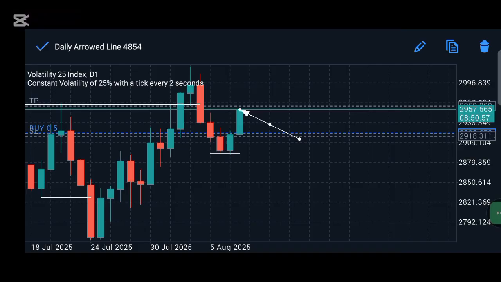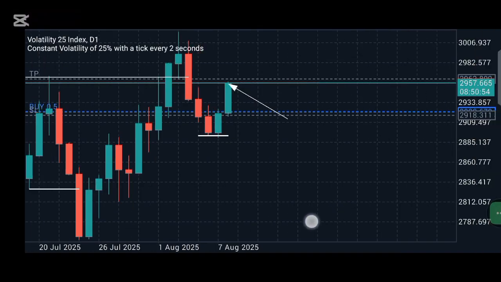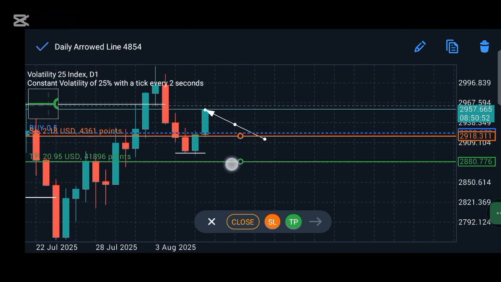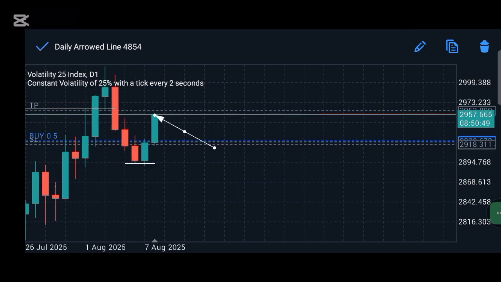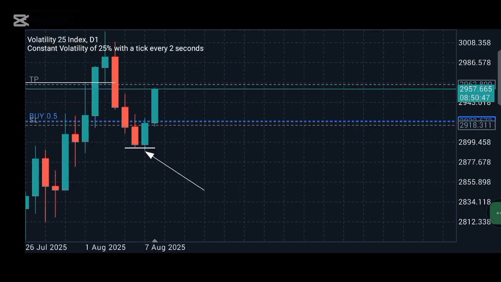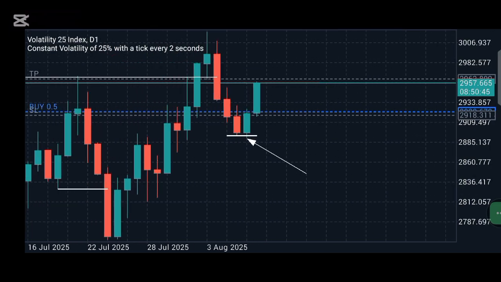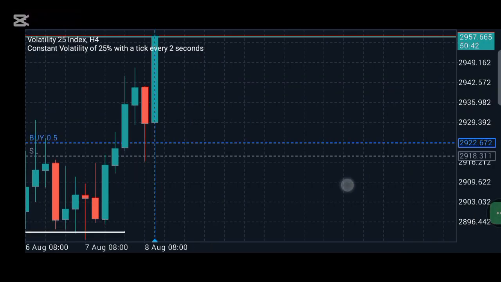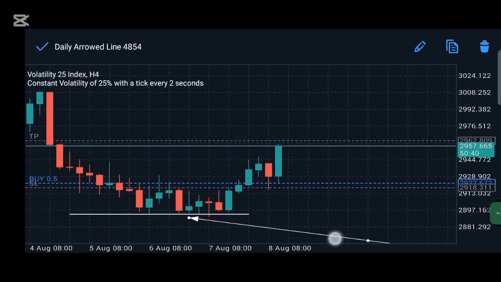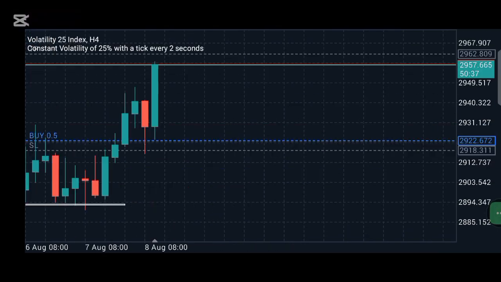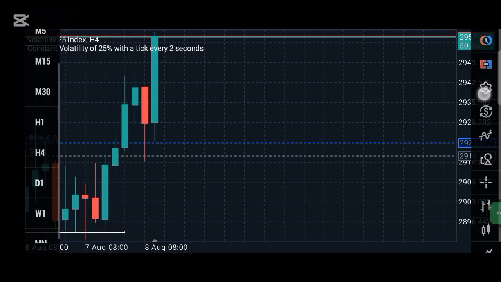Now I also saw something like a sweep of liquidity below here, below this previous day low. This was a sweep of liquidity. Sweep of liquidity below there. So I went down to the 4 hour time frame. Now on the 4 hour time frame, you can see that we have this sweep of liquidity. Then if you zoom in, you see there's a fair value gap here on the 4 hour time frame.